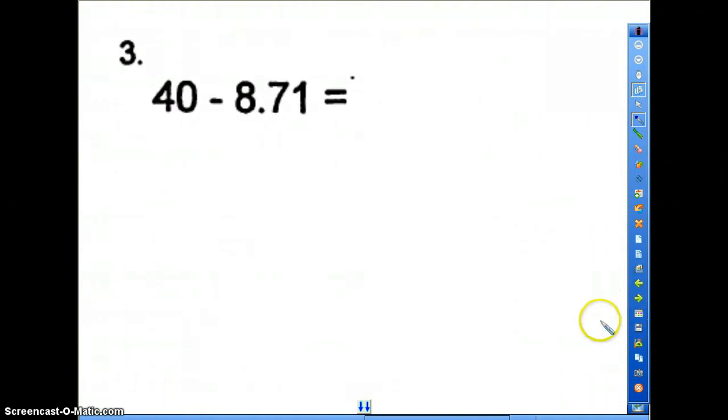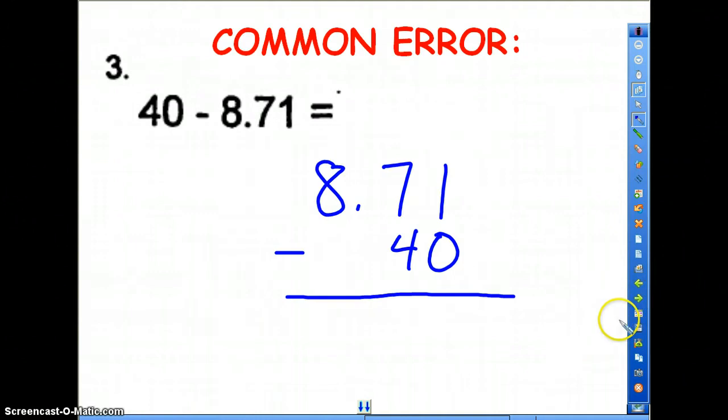Number 3. Every year we see kids do something really crazy. It's a common error, and the common error we see every year is kids do this. Can you tell me what mistake was made?